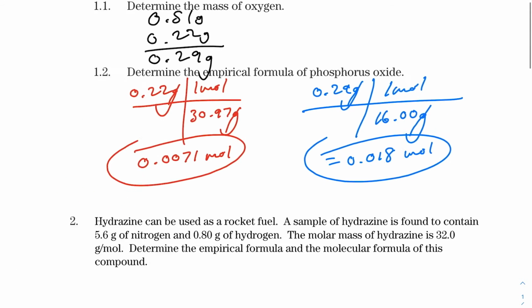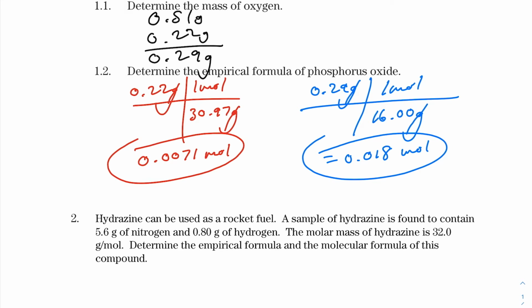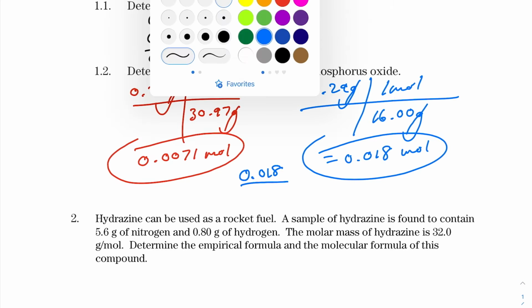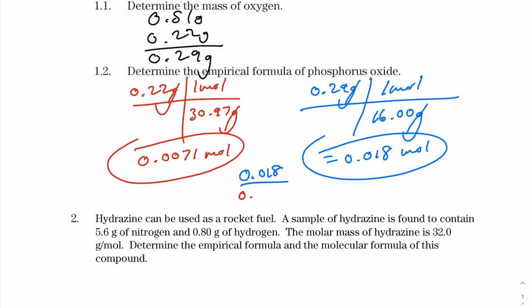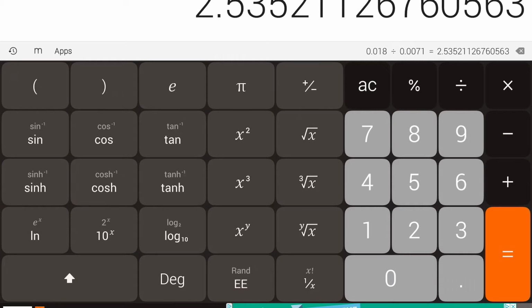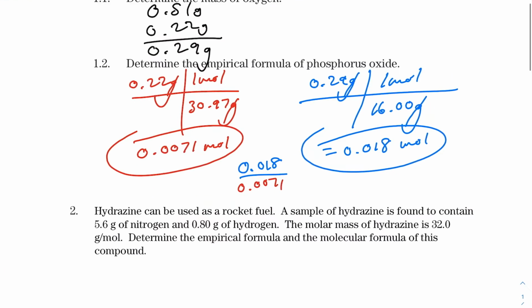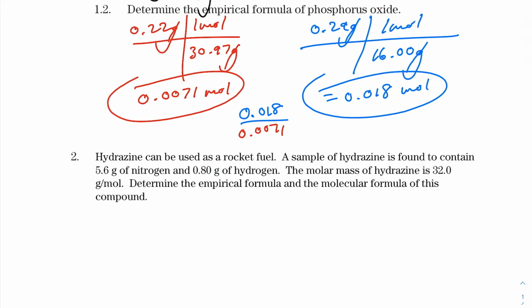The mole ratio is not obvious. So we're going to take the bigger one and divide it by the smaller one. So 0.018 divided by 0.0071, 2.53, we're going to call that 2.5. So the amount of oxygen is 2.5 times the amount of phosphorus. But we can't really write a formula like this. We can't say PO 2.5.